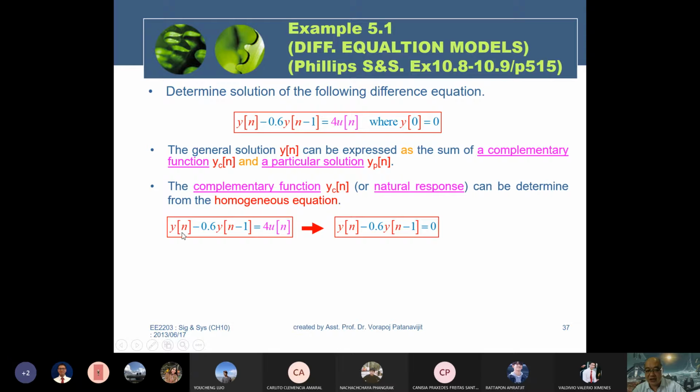In this case, the first term has y, so it is still a y term. The second term is still a y term, but this term is u[n], right? u[n] is a non-y term. If it's a non-y term, set it to 0. Therefore, the difference equation will be here.